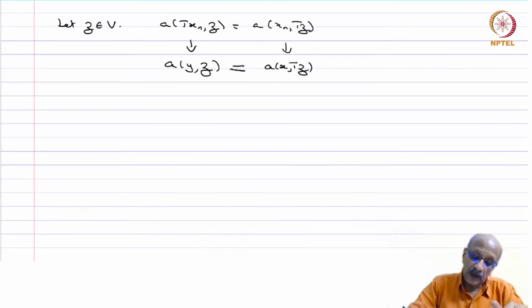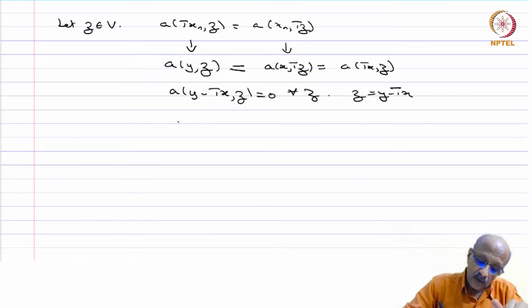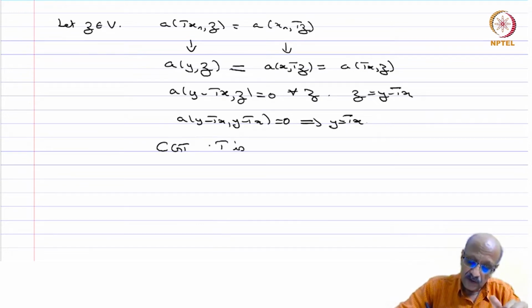So these two are equal, and then this is equal to A of Tx,z by the given condition. A of x,Tz is A of Tx,z. So you have that A of y minus Tx,z equals 0 for all z. So you take z equals y minus Tx. So you get A of y minus Tx, y minus Tx equal to 0, and this is possible only if y equals Tx. Because if it were not 0, this would be strictly positive. So that is the given condition, and therefore by the CGT we have that T is continuous.